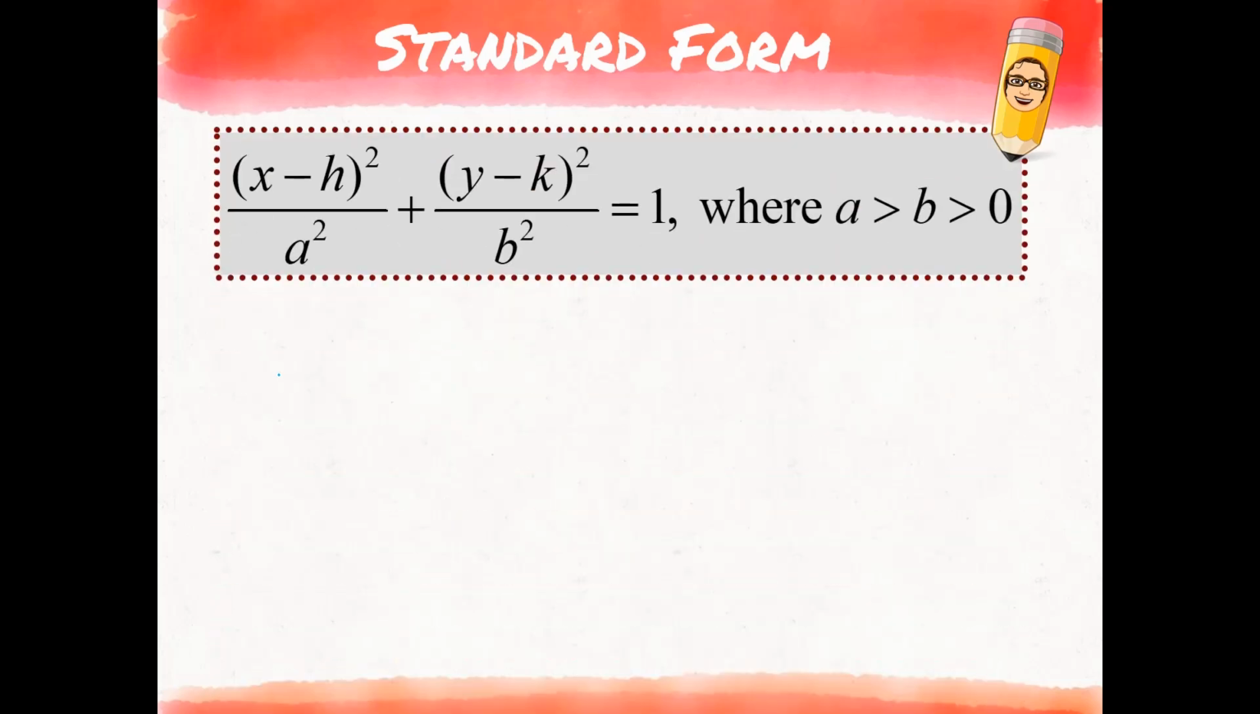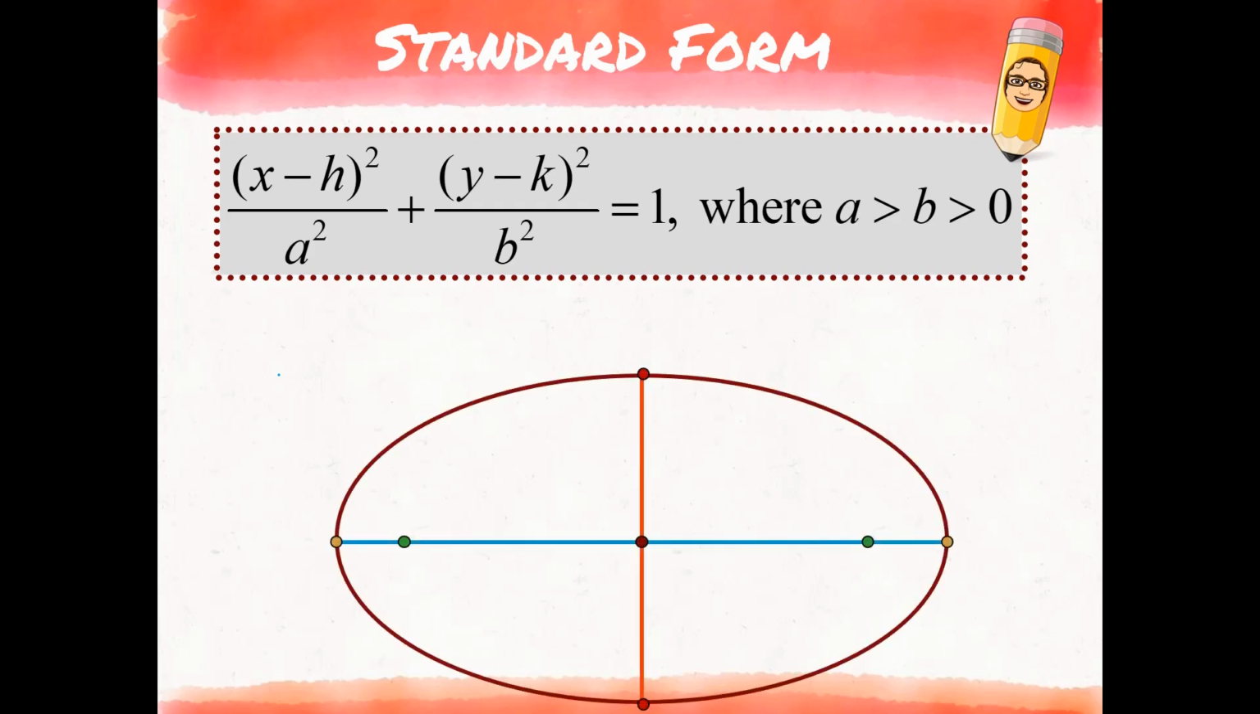The standard form of an ellipse that is in the horizontal position is x minus h quantity squared over a squared plus y minus k squared over b squared equal to 1. Notice the a is always greater than b, which is always greater than 0, for our ellipse that has a horizontal major axis. Now, you're probably wondering, Marsh, what is this a and this b?